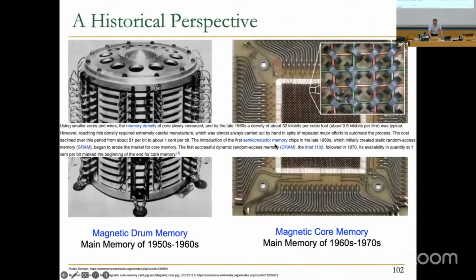The introduction of the first semiconductor memory chips in the late 1960s, which initially created static random access memory, SRAM, as we have seen, began to erode the market for core memory, this thing over here. And the first successful dynamic random access memory, DRAM, the Intel 1103, followed in 1970. Its availability in quantity at 1 cent per bit marked the beginning of the end for core memory. So that's how DRAM actually replaced these huge things, because it was easier to manufacture, and also it was cheaper, as you can see. And today it's much cheaper.